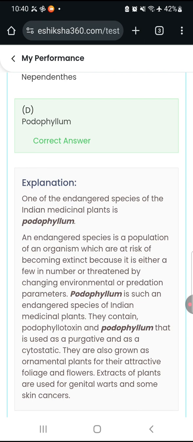They contain podophyllotoxin and podophyllum that is used as a purgative and as a cytostatic. They are also grown as ornamental plants for their attractive foliage and flowers. Extracts of plants are used for genital warts and some skin cancers.